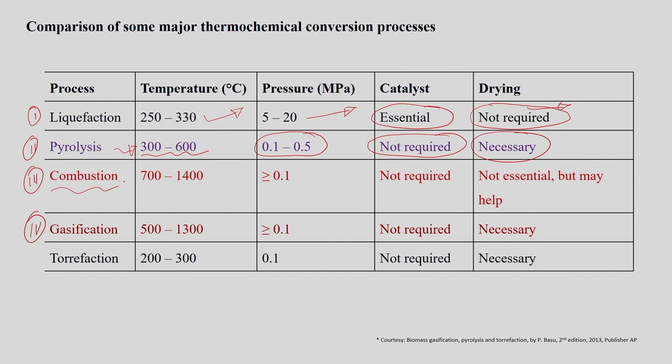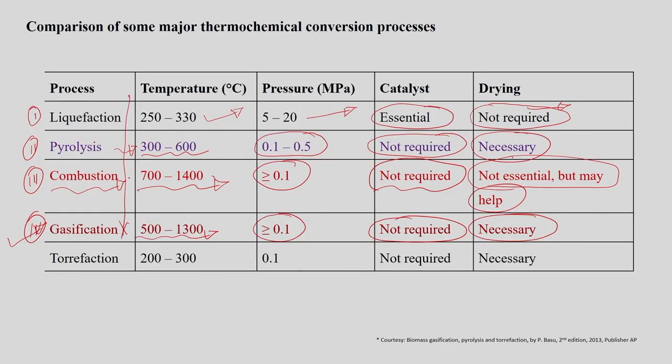Similarly, if you talk about the combustion process, the temperature requirement in this case is significantly high, pressure is not so high, and the catalyst is also not required in this case. Drying is not essential, but if the dried material is used for the combustion purpose, then it may help to improve the process efficiency. Now, if you talk about the gasification process, here the temperature range is 500 to 1300 degrees C, the pressure requirement is not essentially high, and even the catalyst is not required. As a result, in case of the gasification process, it is necessary to have only the dried material for the conversion purpose.